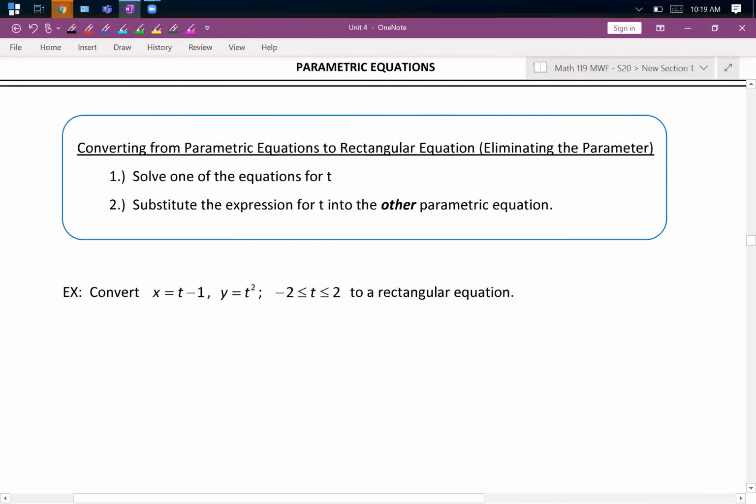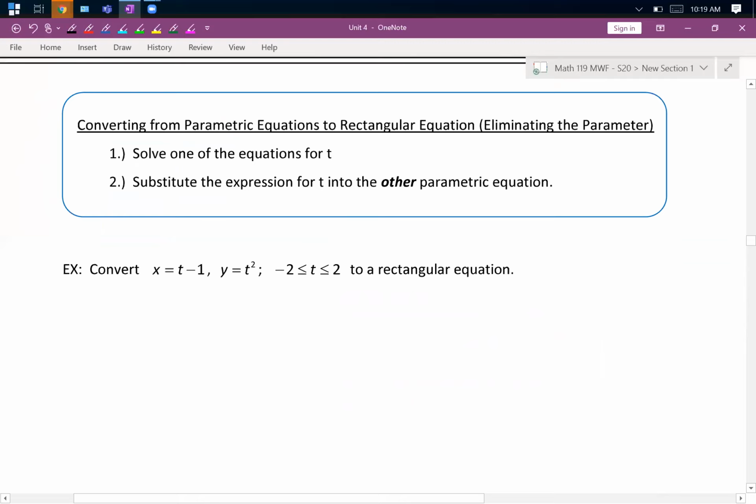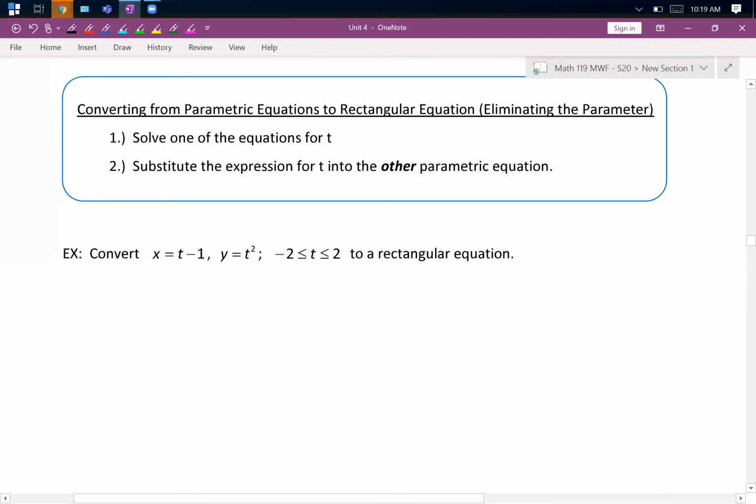Next, we're going to talk about how to convert from parametric to rectangular. This is also called eliminating the parameter. We're going to solve one of the equations for t. I usually try to solve the x equation for t if I can, unless it's super horrific. But usually we like our functions to be y equals something, not x equals something. So I typically try to solve the x equation for t. Then we're going to substitute the expression that we've gotten for t into the other parametric equation, and that should be it.